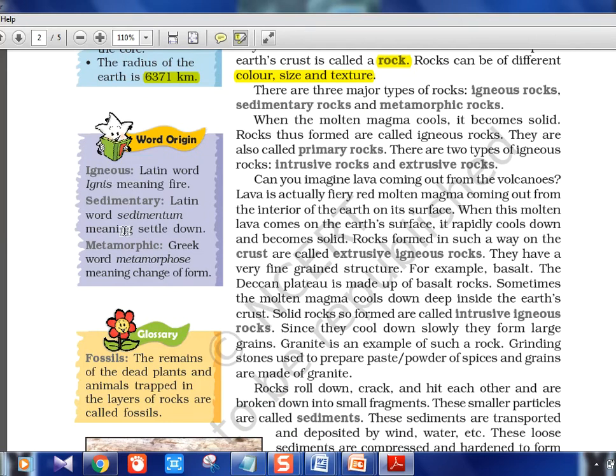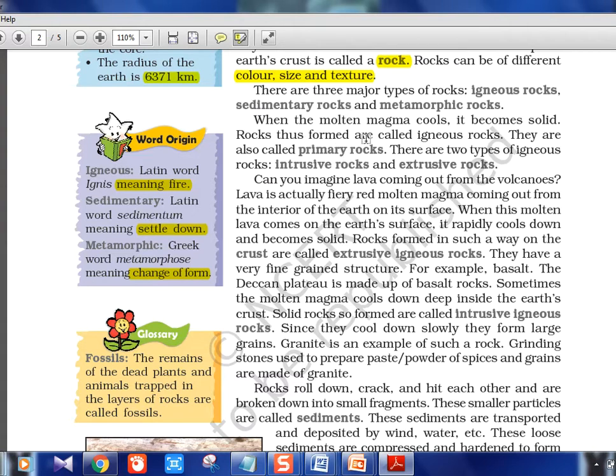Igneous, sedimentary and metamorphic. See this box, okay. Igneous means fire, so if you know the meaning itself, it's easy to answer. Sedimentum actually means settle down, or you can call it layers, okay, settling down, the silt and all will settle down. Metamorph, the meaning is actually change of form, okay, so changing of form is metamorphic. So we'll see a little more detail.